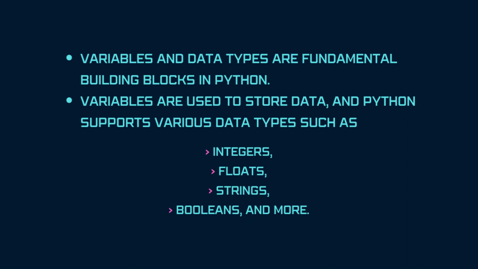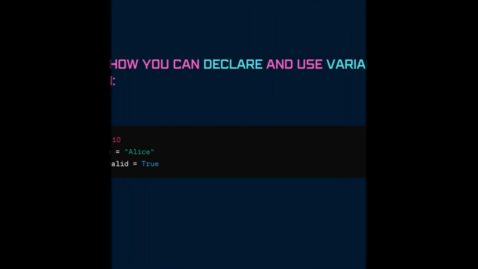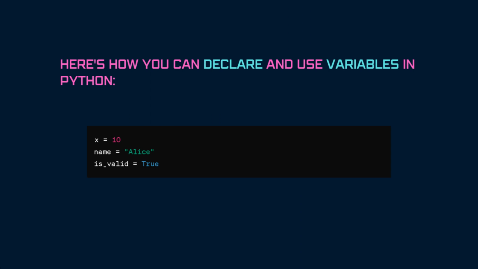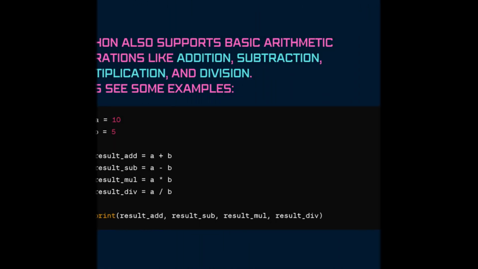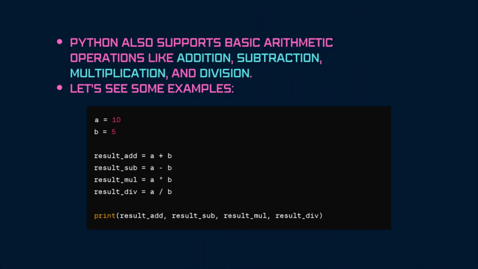Variables and data types are fundamental building blocks in Python. Variables are used to store data, and Python supports various data types such as integers, floats, strings, booleans, and more. Here's how you can declare and use variables in Python. Python also supports basic arithmetic operations like addition, subtraction, multiplication, and division. Let's see some examples.